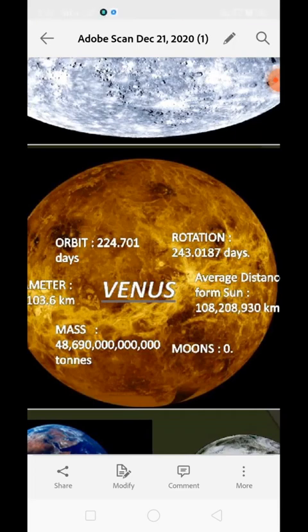As it is the closest planet to the Earth, it is known as the twin sister because it has the same size as the Earth. It is difficult to observe the surface of Venus from the Earth. It is always surrounded by a thick layer of cloud which rapidly spins due to constant thunderstorms.